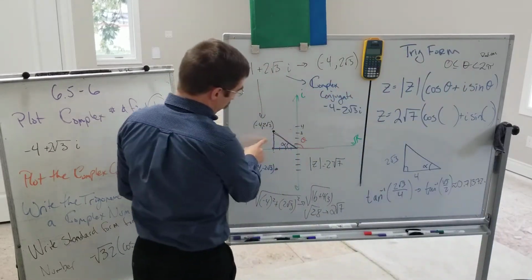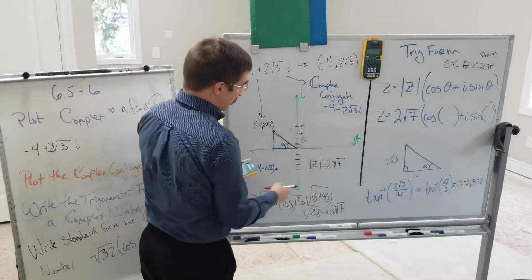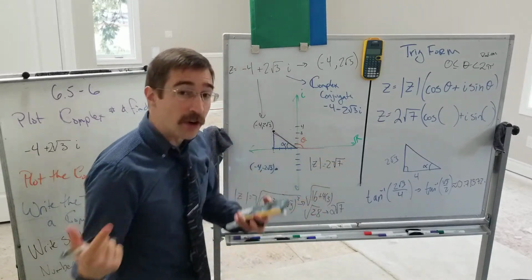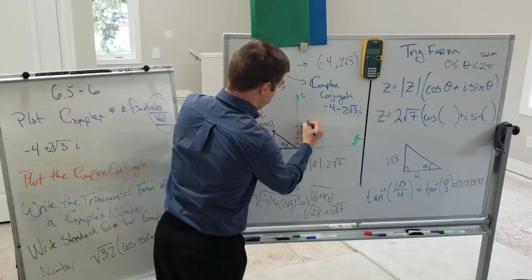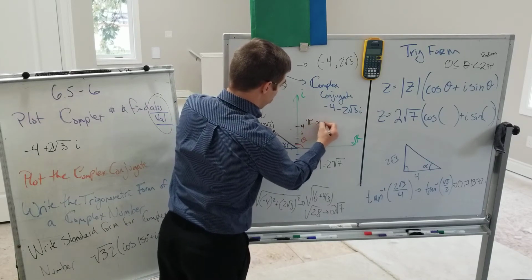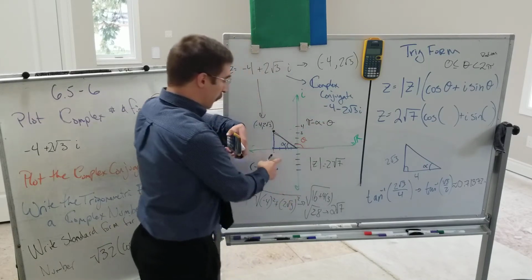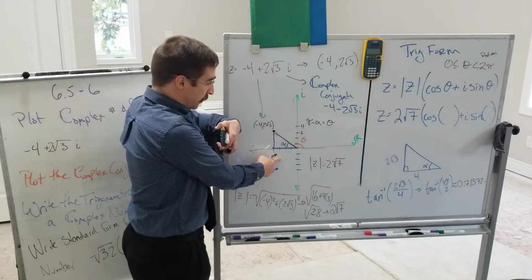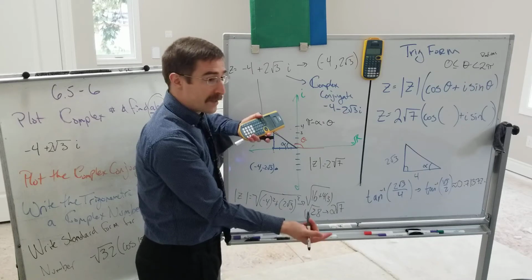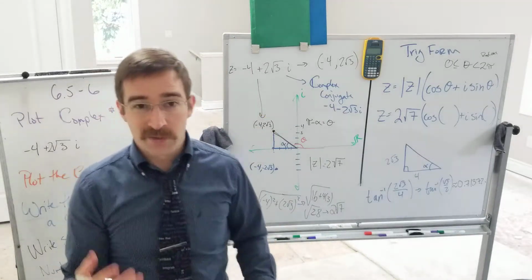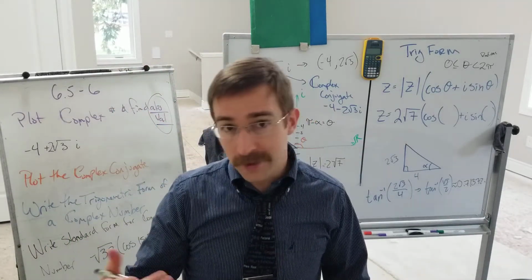Because I'm in quadrant 2 here, theta, my direction angle, the argument of the trigonometric form, is going to be pi minus alpha. Remember, if we're in quadrant 3, it's going to be pi plus alpha. If we're in quadrant 4, it's going to be 2 pi minus alpha. If you're in degrees, you just substitute 180 for pi or 360 for 2 pi.